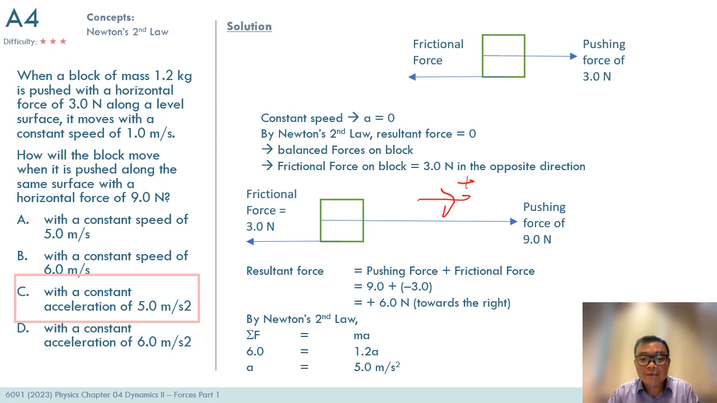This means that the forward pushing force takes the value of positive 9 and the frictional force takes the value of negative 3 newtons. And this gives us a resultant force of 6 newtons in the forward direction. And then we just plug in the value of mass for us to find the acceleration value of 5 meters per second squared.